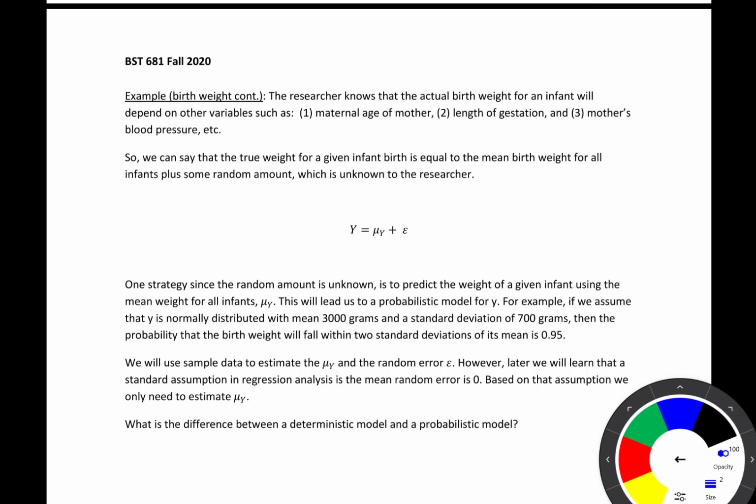And in general, when we talk about the relationship of variables, usually what we're going to try to do is to model one variable based on the values of another variable. So in this case, we can say that the true weight for a given infant birth is equal to the mean birth weight for all infants plus some random amount which is unknown to the researcher. So here, y is going to represent a birth weight. This is the mean of all birth weights.